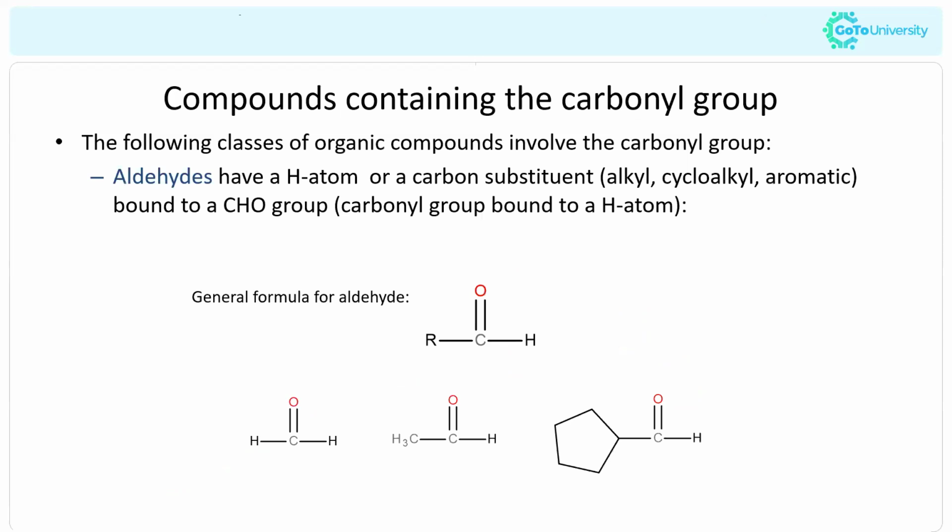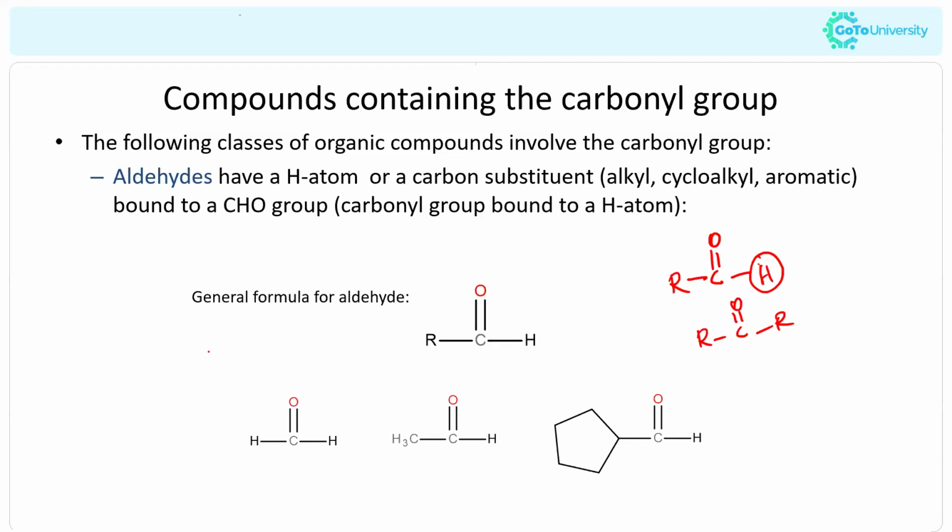Now coming to the compounds containing the carbonyl group. For an aldehyde, this is the carbonyl group, right? In the case of aldehyde, one side will be the alkyl group, which may be methyl group, ethyl group, or any other. The other side will be hydrogen. So this is simply the aldehyde. Now coming to the ketone, both sides will have an R group like this. So in a ketone, the hydrogen of the aldehyde is replaced by an alkyl group. This is the difference between aldehyde and ketone.